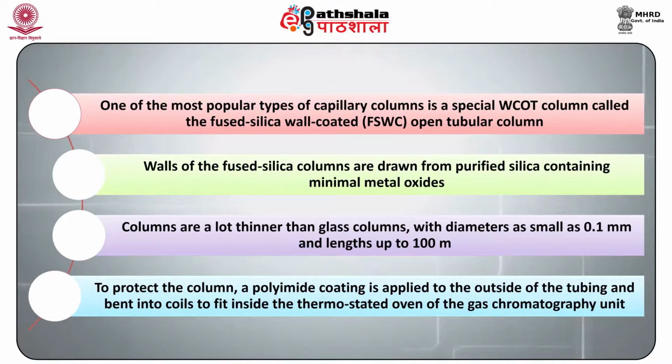One of the most popular types of capillary column is the special WCOT column called the fused silica wall coated open tubular column. The walls of the fused silica columns are drawn from purified silica containing minimal metal oxides. These columns are a lot thinner than the glass columns, with diameters as small as 0.1 mm and lengths up to 100 meters. To protect the column, a polyimide coating is applied to the outside of the tubing and bent into coils to fit inside the thermostated oven of the gas chromatography unit.